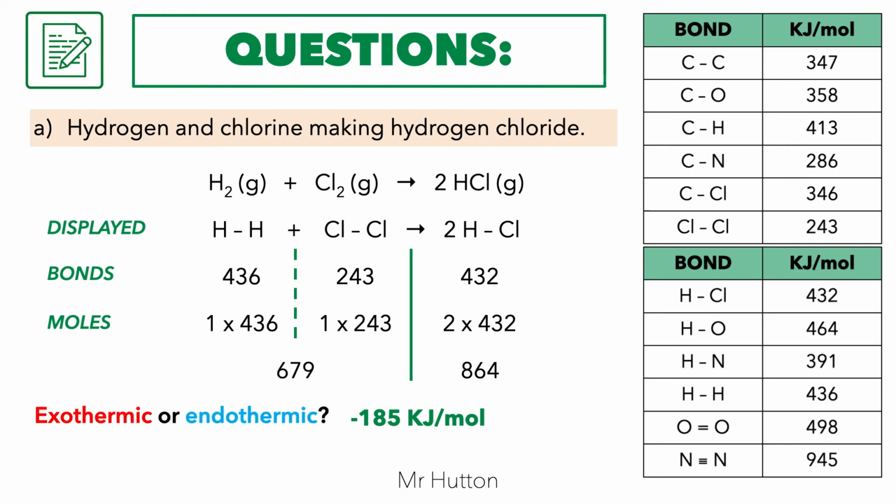Exothermic or endothermic? Delta H is negative, therefore it's an exothermic reaction. The energy needed to break the bonds is less than the energy released when the new bonds form.